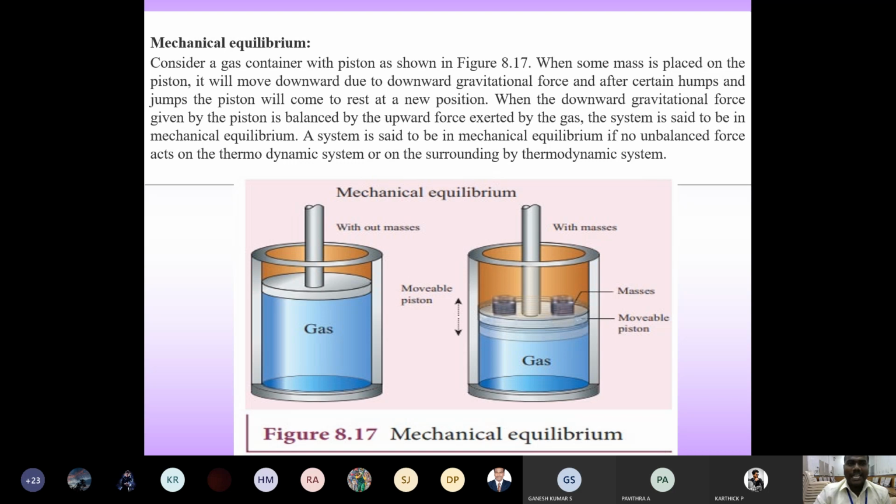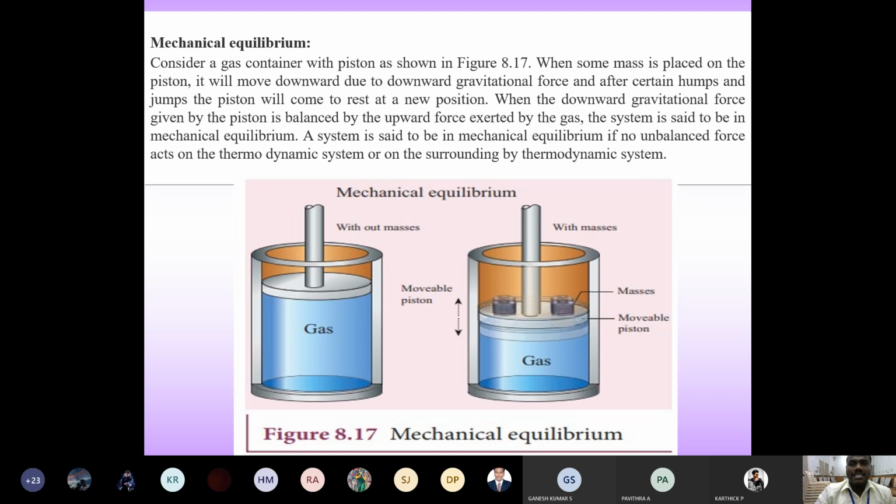Then mechanical equilibrium. This is an example for mechanical equilibrium. Just consider the piston-cylinder arrangement. Inside this piston cylinder, we fill a gas. We can move this piston in upward and downward motions. So consider a gas container with the piston as shown in the figure.